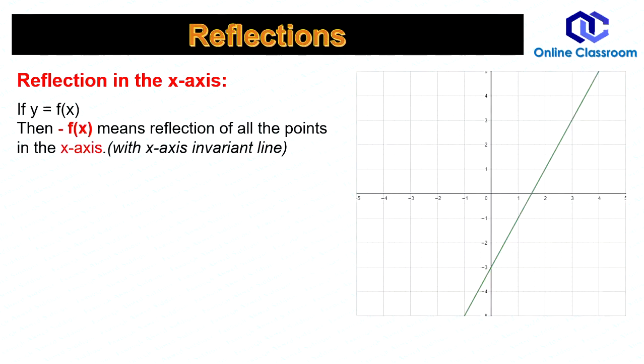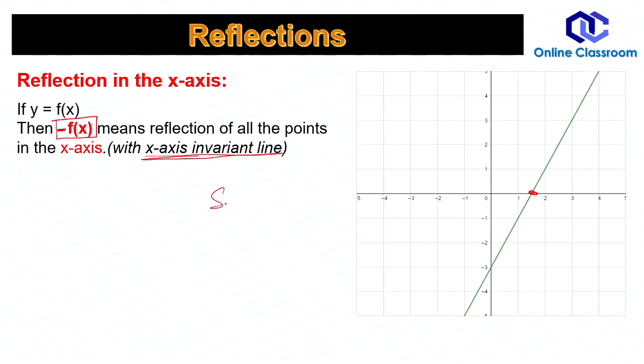Now moving forward, next type is reflection in the x-axis. Reflection in the x-axis works like a mirror. We use the word here invariant line, that is any point on the x-axis during this process of reflection will not be affected. And how to represent in the function that reflection part? You put a negative sign before the function. Please see this negative sign, a negative sign before the function, that will show reflection in the x-axis.